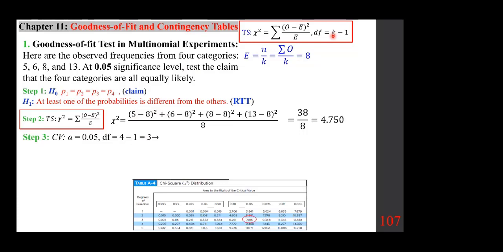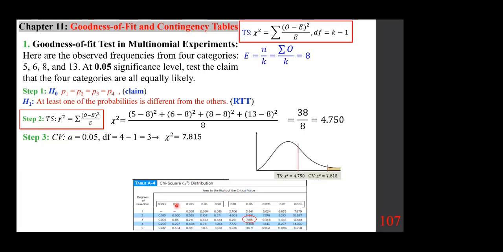As you can see from here, we are looking at the chi-squared. So chi-squared, what do we need? We need degrees of freedom, which is 3. And we need the area to the right, which is 0.05, and the answer is 7.815. Let's do the drawing.